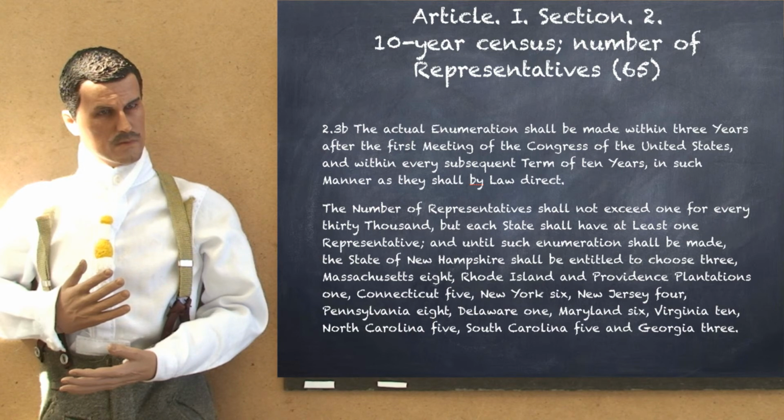And up in there, the first part says that the first actual enumeration, the first census, had to be made within 3 years of the first meeting of Congress. So after they actually counted the number, these numbers no longer apply. They actually did it by counting the number of people. So anyway, that's basically 2.3.